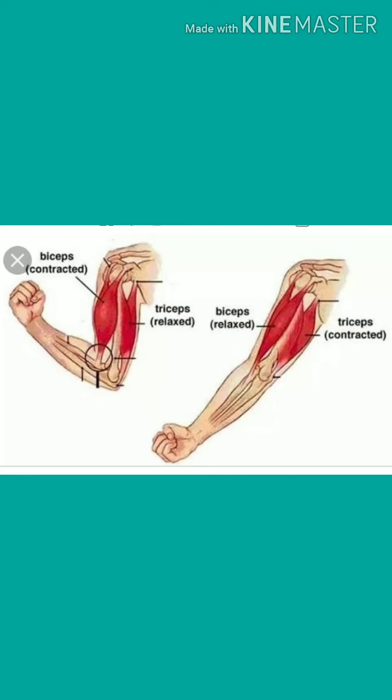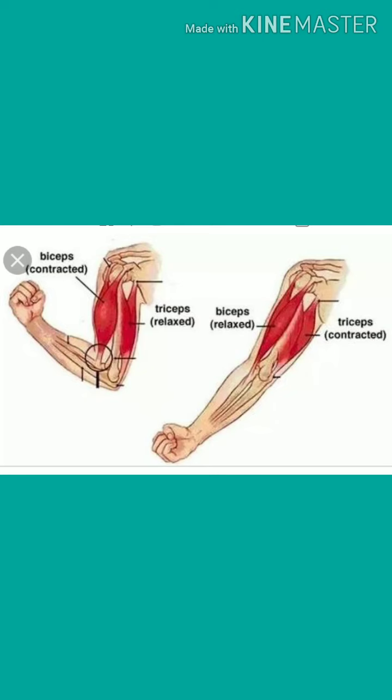See this diagram carefully. This is the diagram of an arm, and you see here, in this part skeletal muscles are found, and in this part skeletal muscles are found. These muscles are used for running, walking, laughing, eating, etc.